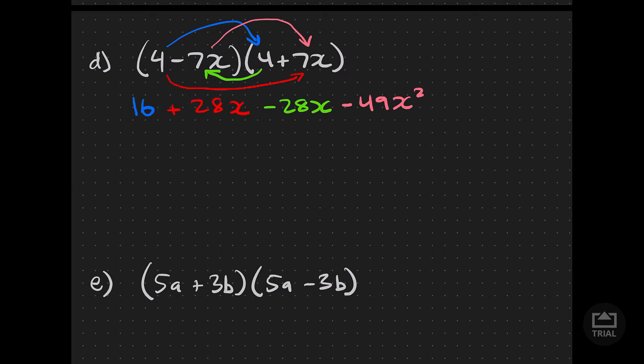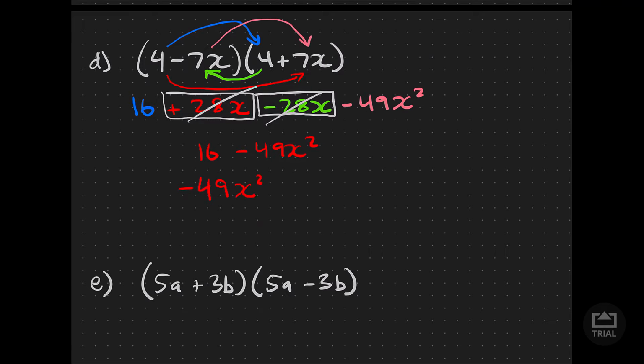Now, hopefully, you can see that in here, I've got a positive 28x and a negative 28x, and those two will just cancel each other out. So we are left with 16 minus 49x squared. Now, although that answer is correct, we're better off putting it into descending order. So I would just rewrite this as negative 49x squared plus 16, and that would be our final answer.